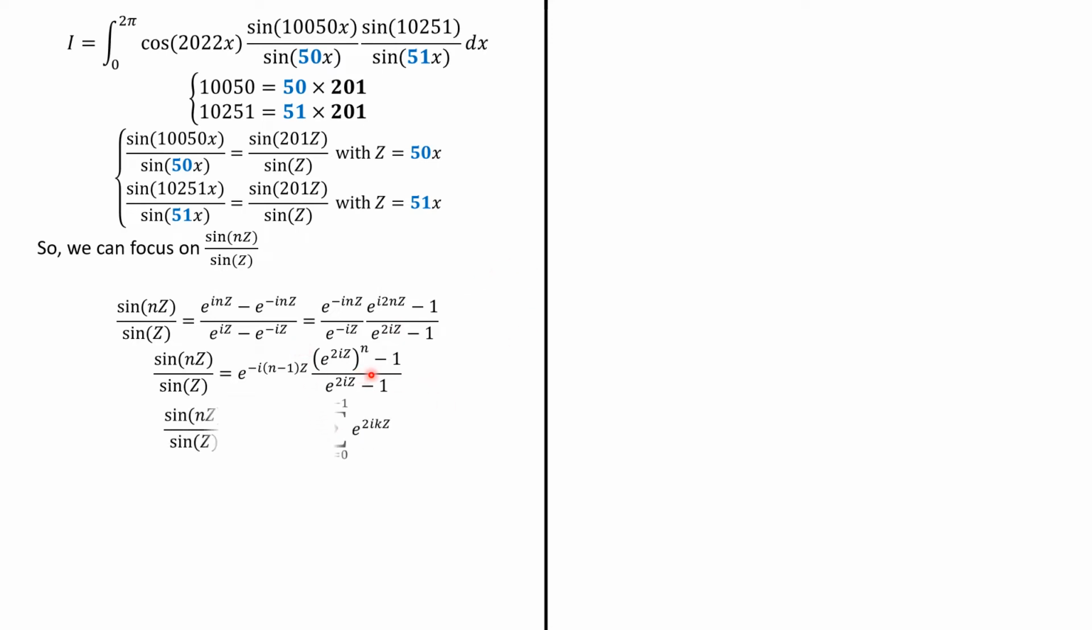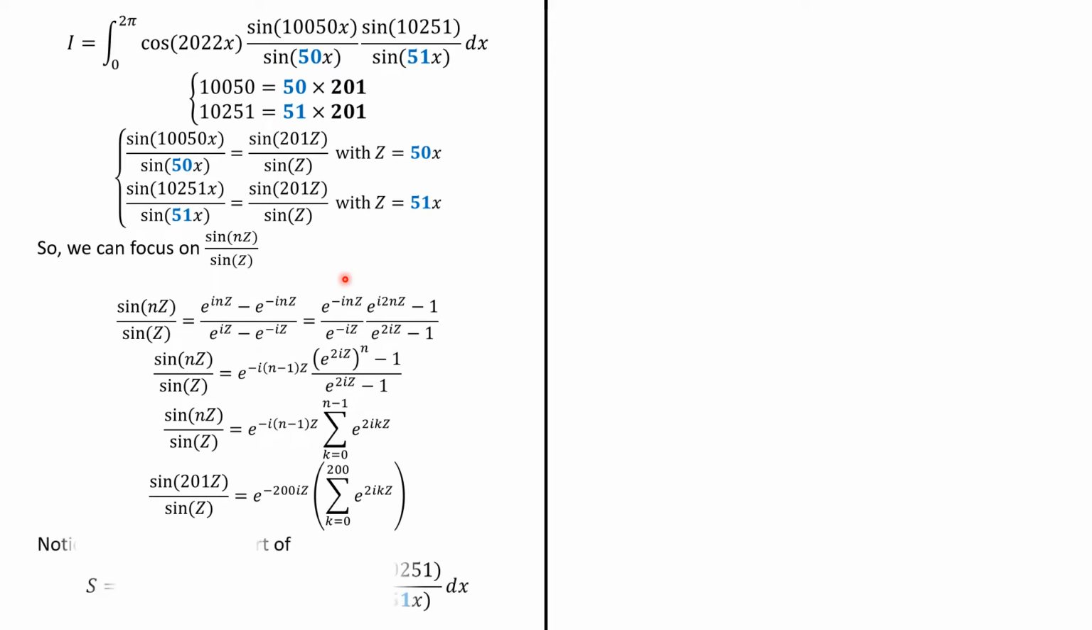And next we have this identity. For n equal to 201, we have this relationship. It is quite interesting because we are getting near to a polynomial of e^{iz}. But we still have to manage this term, cosine 22x. So we just have to notice that I is the real part of this other integral S, and that's good.